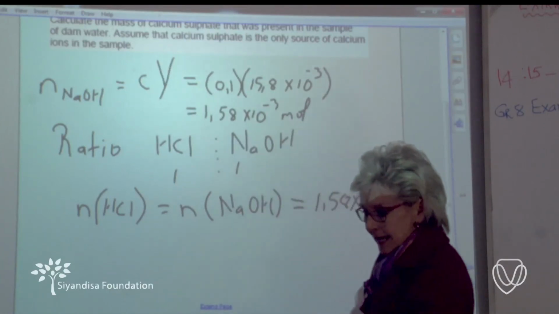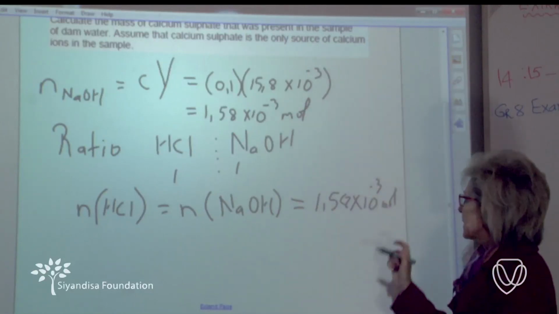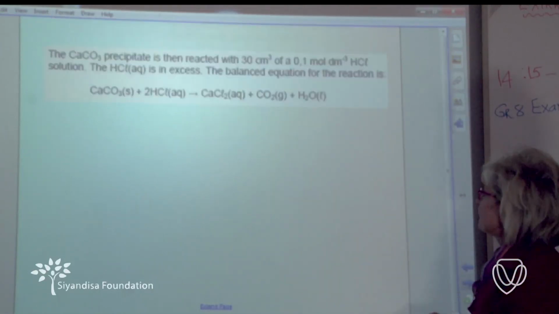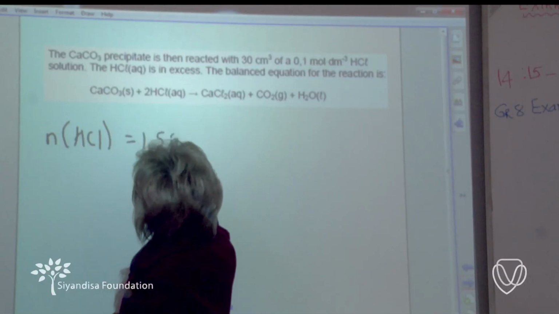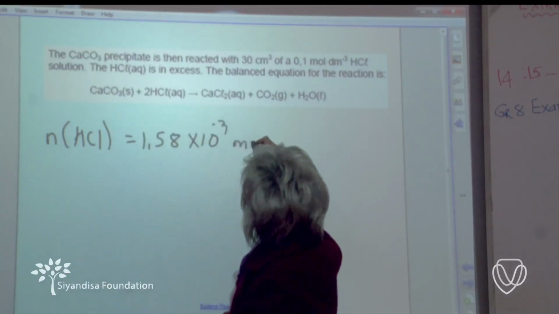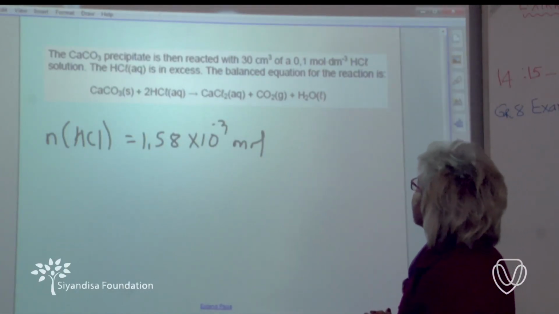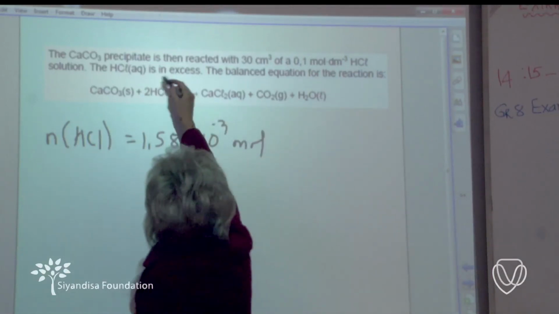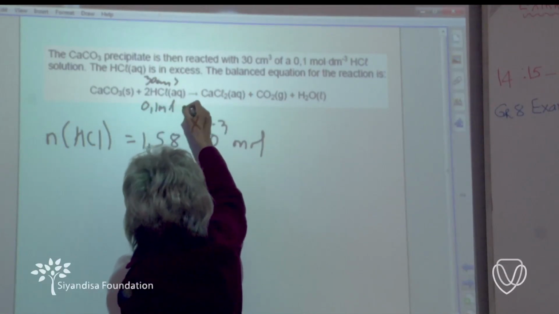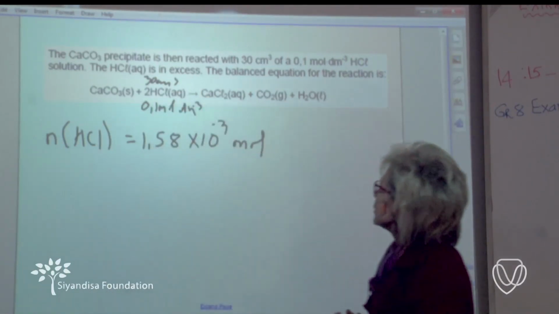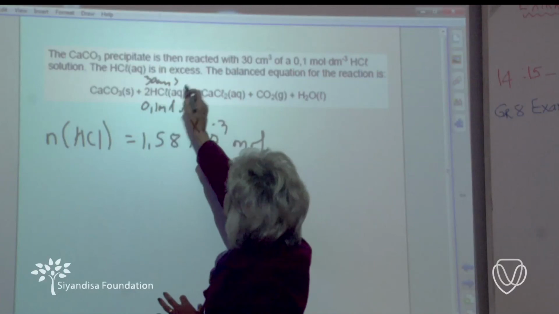If I now go back to the previous instruction, let's just keep this in mind, 1.58 times 10 to the power of -3. So I now know my amount of mole of HCl is 1.58 times 10 to the power of -3. Now the instruction says the calcium carbonate precipitate is reacted with 30 cubic centimeter of a 0.1 mole per cubic decimeter HCl solution. That was what was initially used, but it was too much. They said it was in excess.